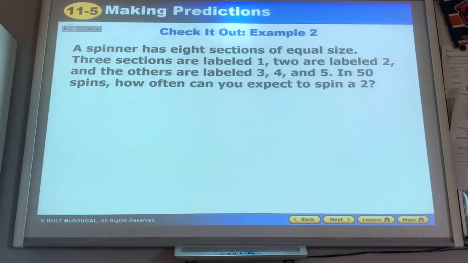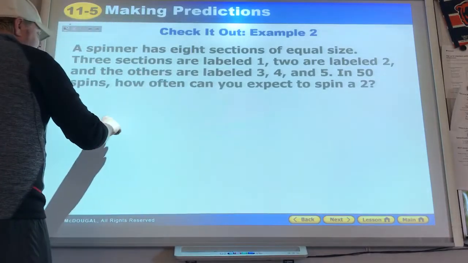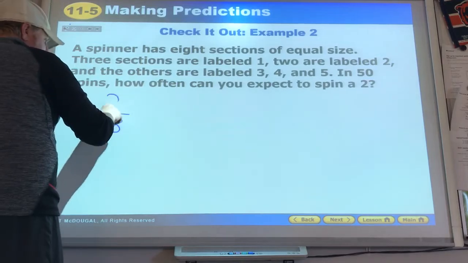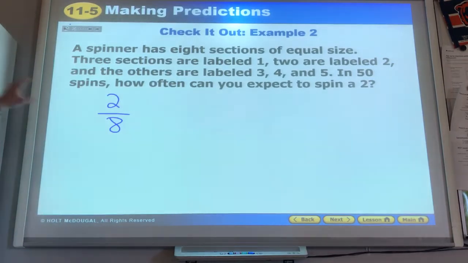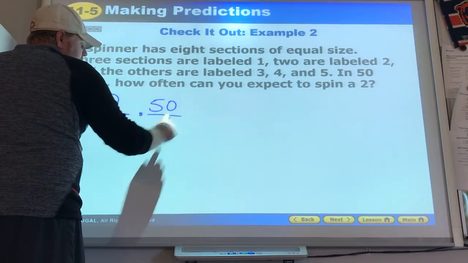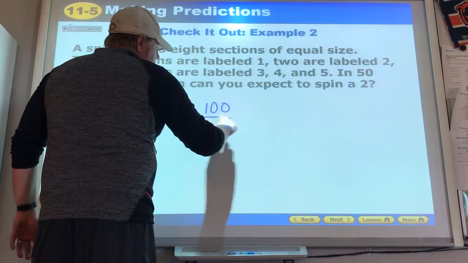A spinner has 8 sections of equal size. 3 are labeled 1, 2 are labeled 2, and the others are 3, 4, and 5. How often would you expect to spin a 2 in 50 spins? So, there are 8 total choices. 2 of them are 2s. So if we take this probability and we take it times our total number of spins, okay, we would get 100 over 8.